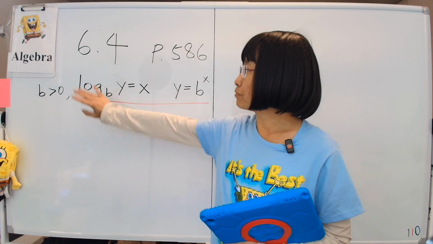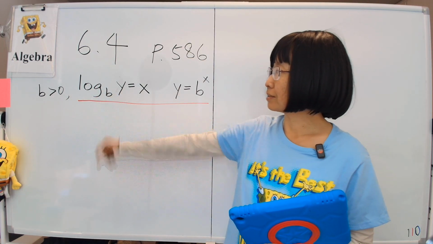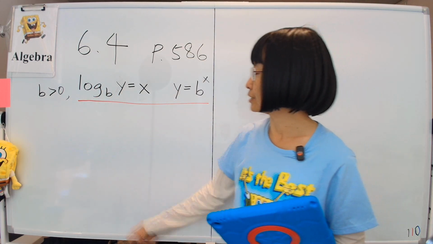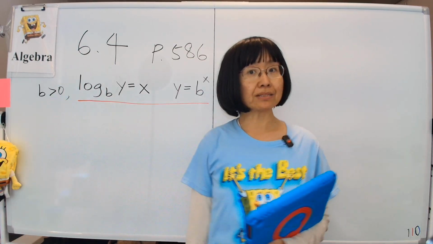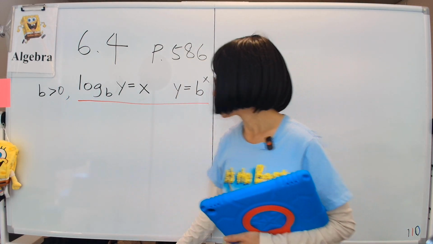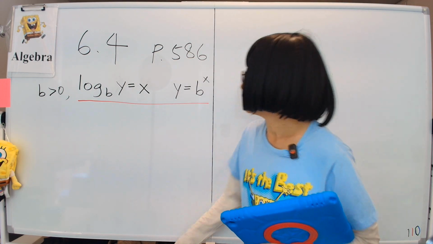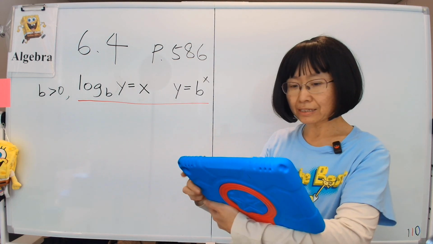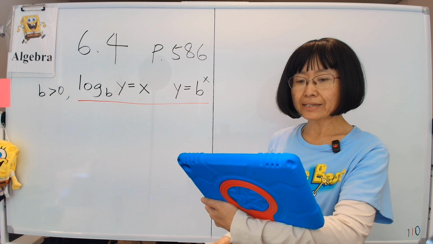But today we are going to learn how to plot the graph of the logarithmic function. And b is always bigger than 0 for our purposes. We don't care when b is less than 0. It just doesn't work out well. And so with that, let's consider example 1.